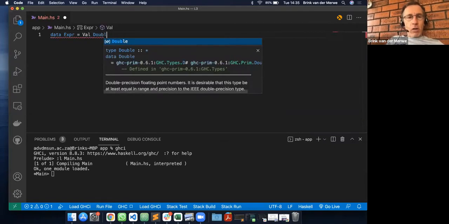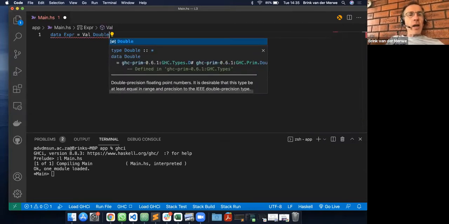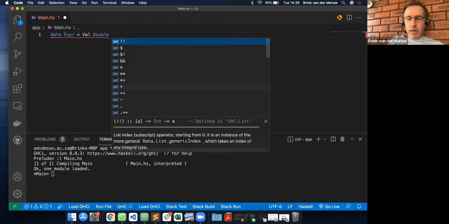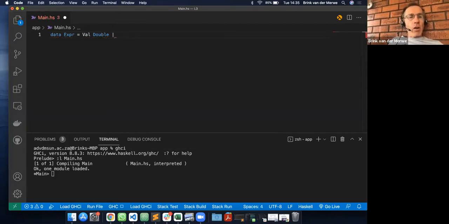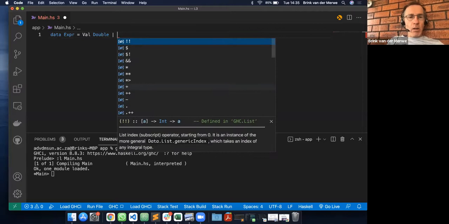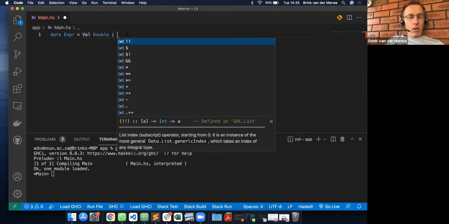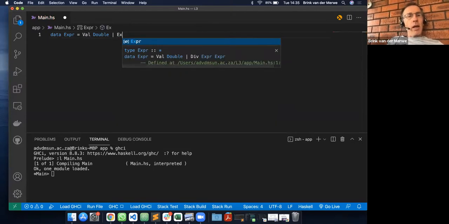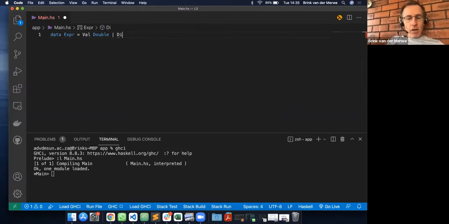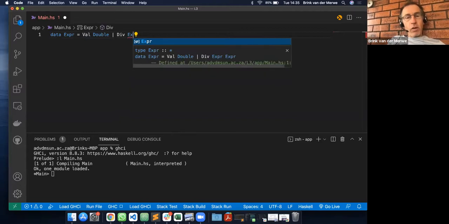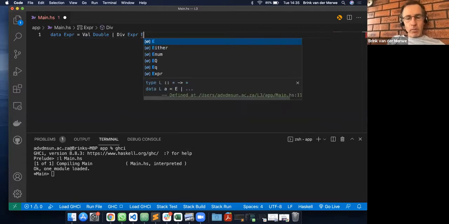So what I have is this expression type of mine. Either it's a double wrapped inside, so it's a value which is a double, or it's the division of two other expression types.